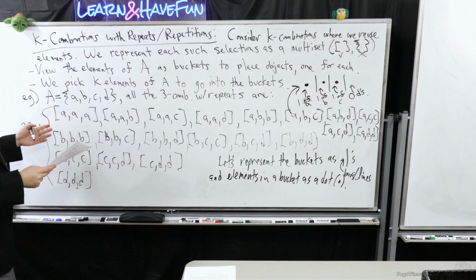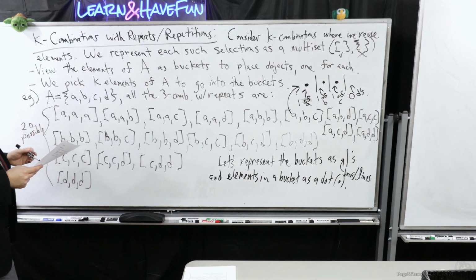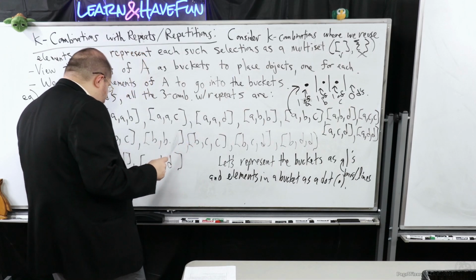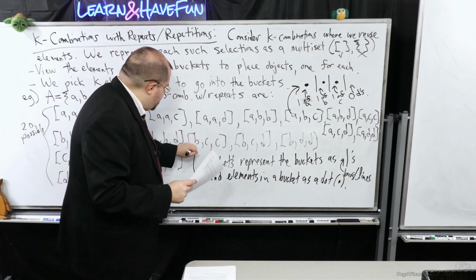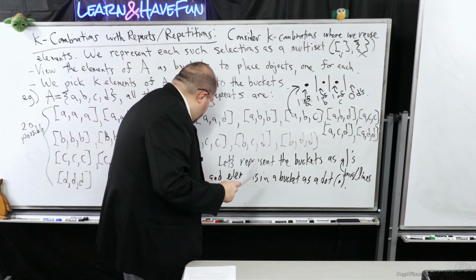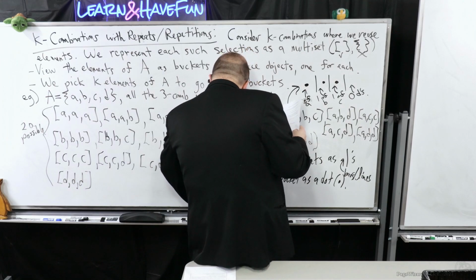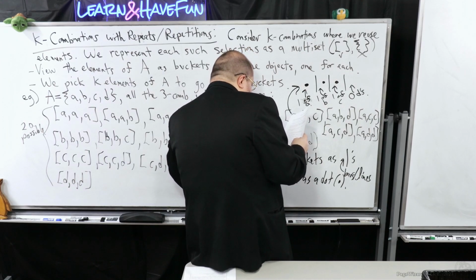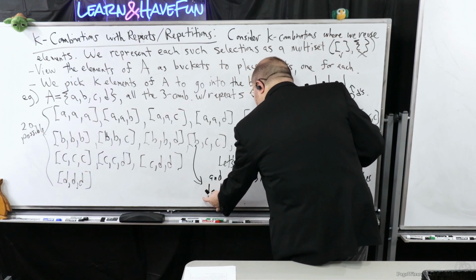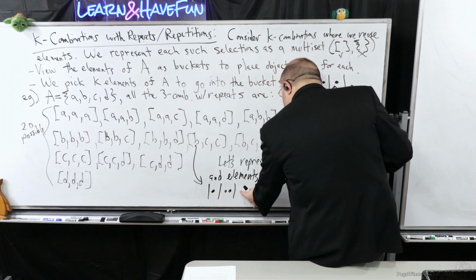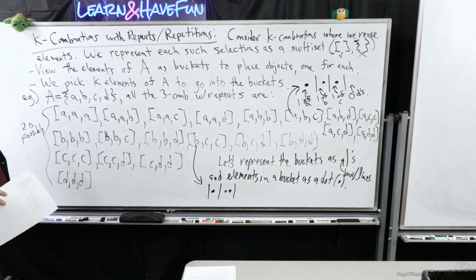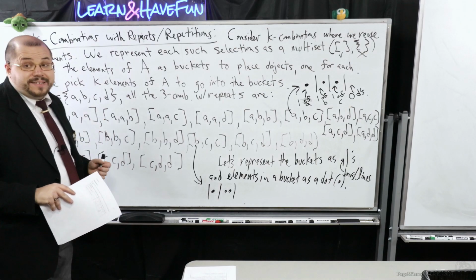Just another example, just to illustrate the point. Let's look for BCC. Where's BCC? Ah, there's BCC. Let's go with this one. So, for example, there are no A's. There's a B. There are 2 C's, but there's no D's. So there's no A's, 1 B, 2 C's, no D's. That's an example of a string of bars and dots that represents BCC.